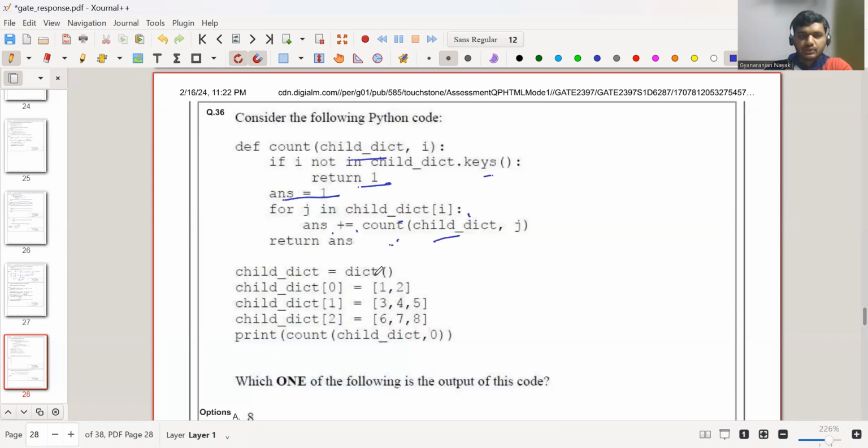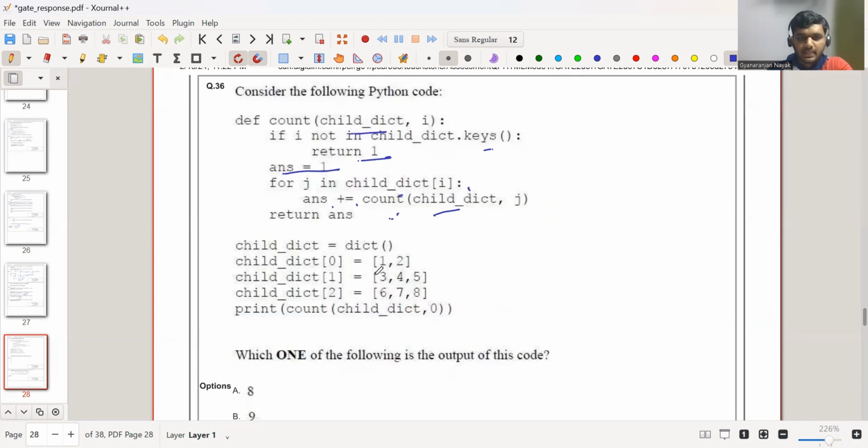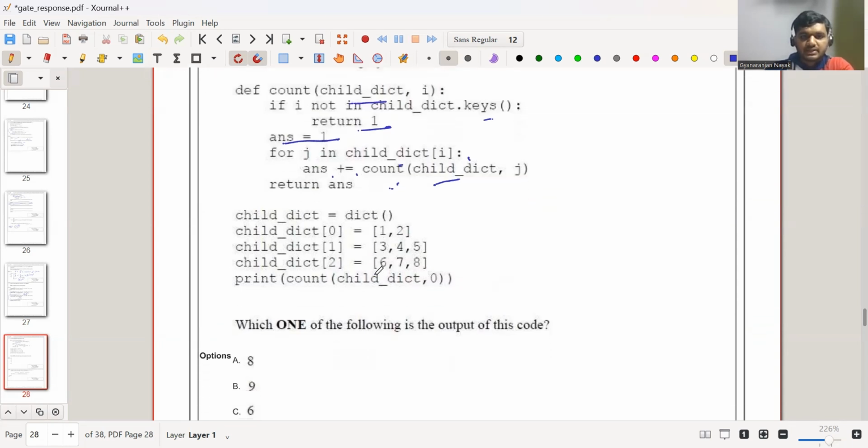Okay. So here we assign child dictionary 0: first we input 1, 2. Second, we input at the second index 3, 4, 5, and at the third index 6, 7, 8. Then print count child dictionary 0. Okay, so at position 0, what is the count value? Which one of the following outputs is true?